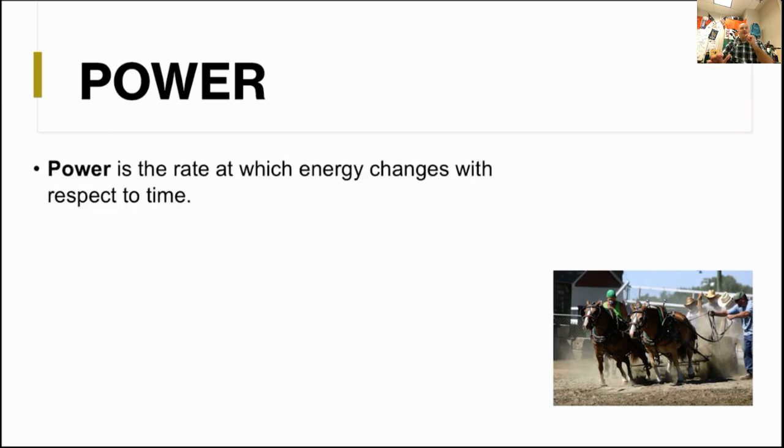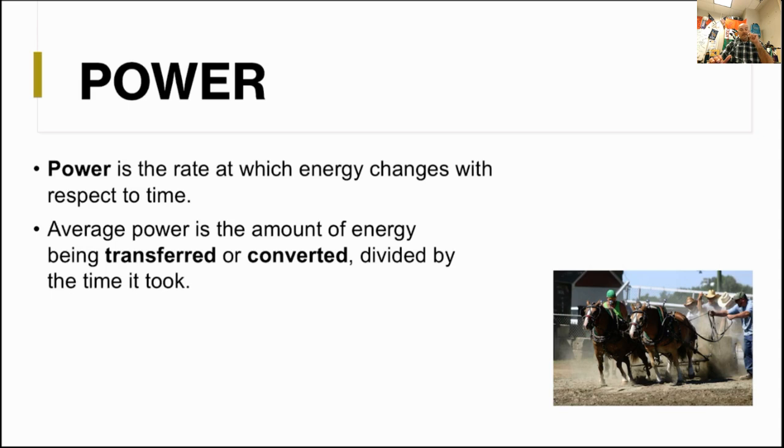All right, so power is the rate at which energy changes with respect to time. Here in AP Physics 1, you'll see in the last bullet point, we're going to focus on average power, not instantaneous power. The average power is the amount of energy being transferred or converted divided by the time it took. So average power is the change in work over the change in time.